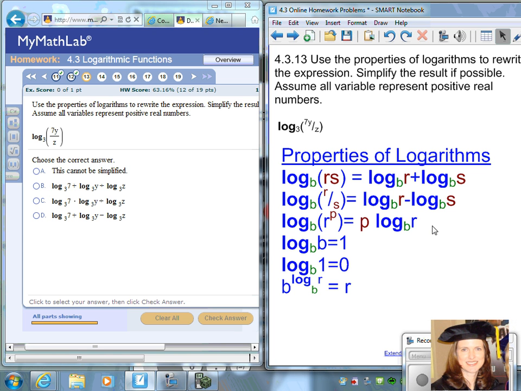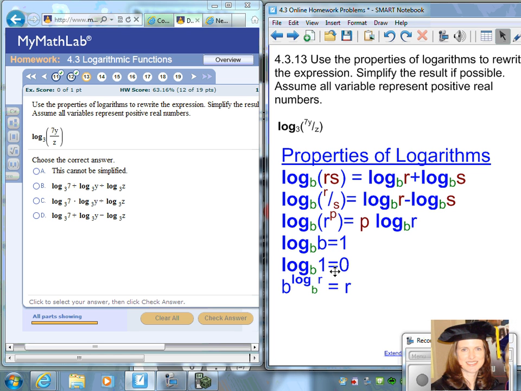The next is called the power property of logarithms, log base b of r raised to a power. That power you can bring out in front. It's just a way we can simplify logarithms. If you have log base b of b, if the base b is the same as the argument b, then the logarithm is equal to 1. That's a property that you want to remember. Write these down on a note card and look at them regularly so you can memorize these.